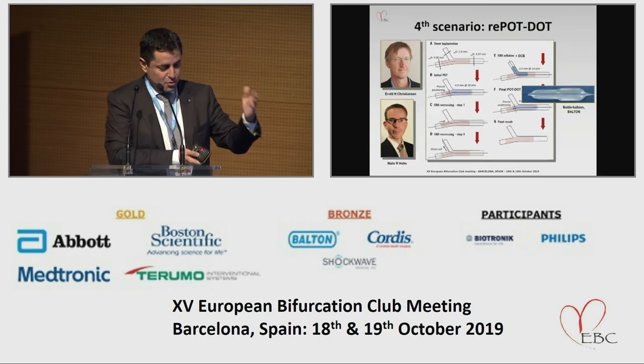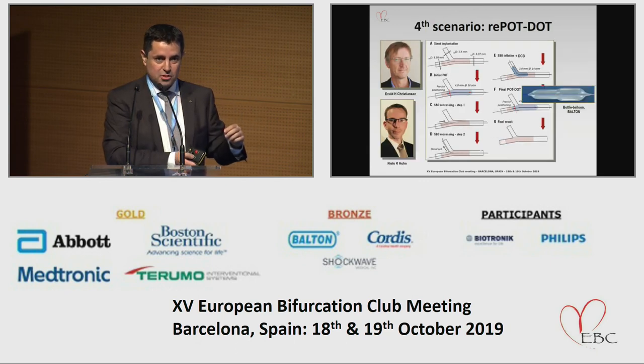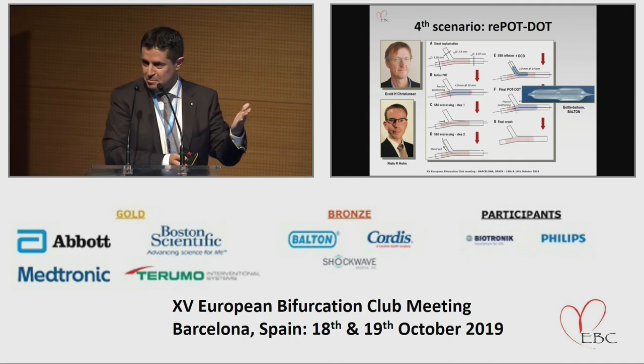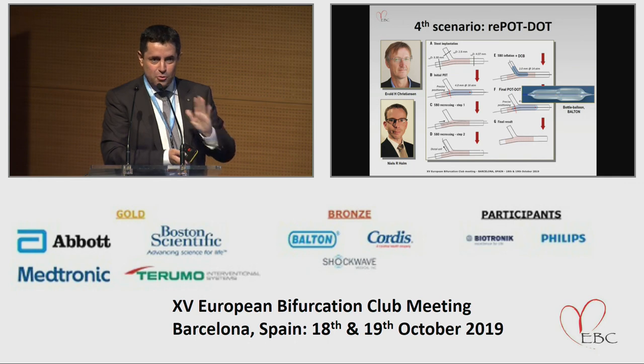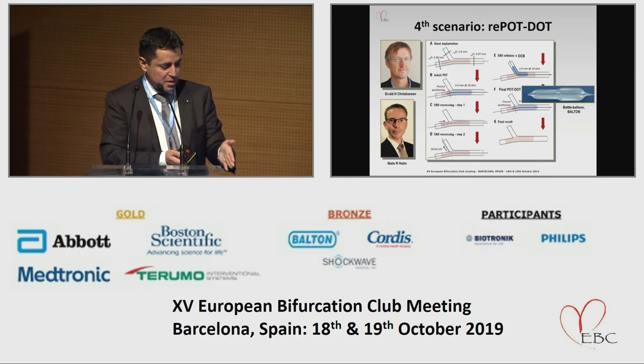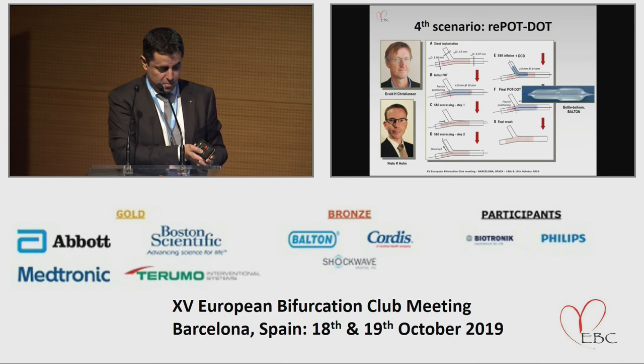But there is some other group here in the EBC which is going one step further. They are proposing REPOT plus DOT, the distal optimization technique. And maybe, I don't know how they are doing this or how they suggest it, I hope you are commenting right now, but maybe a good idea would be using this bottle balloon from Boughton.